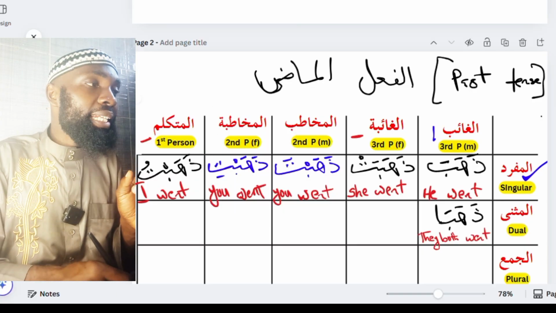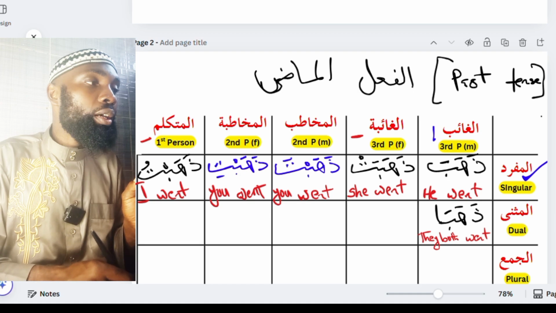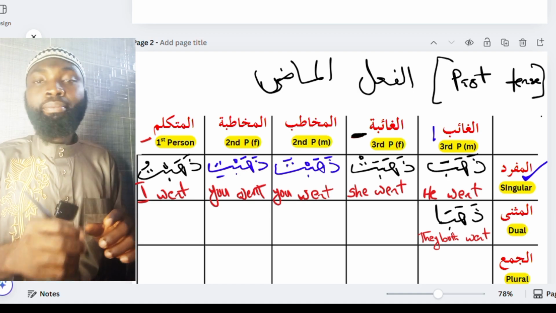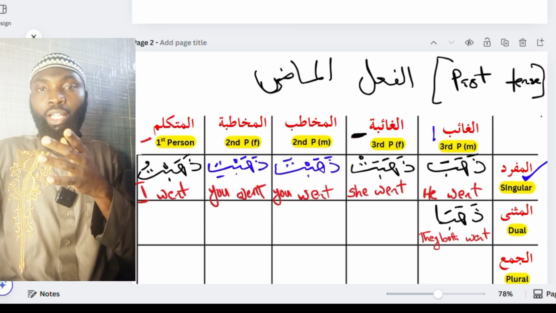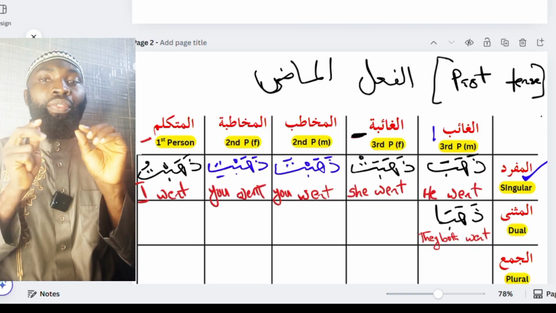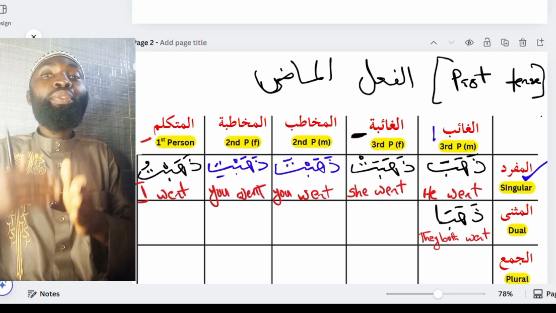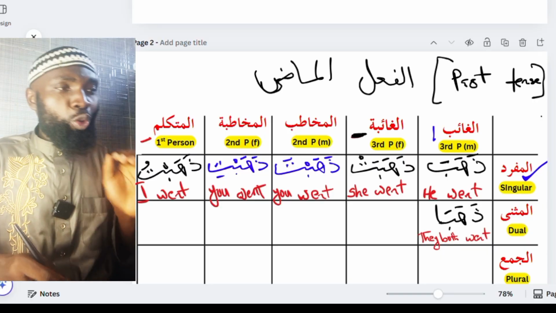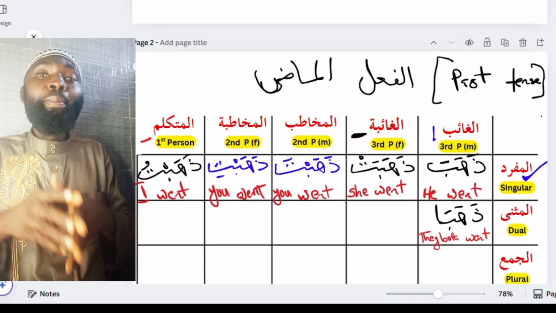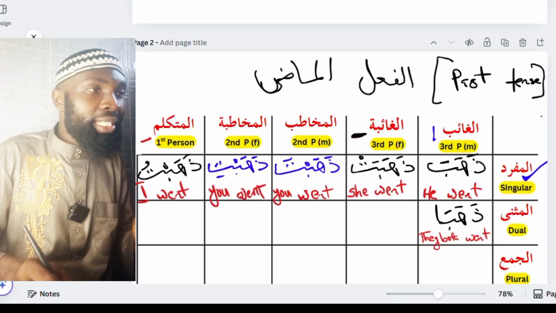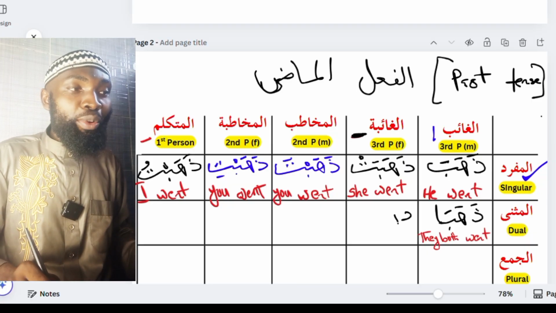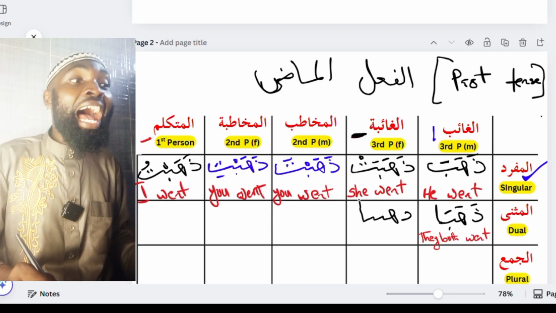We are now on the column of al-ghaiba, which is the third person female. Now these two persons we are talking about, they are females. We want to report that both of them went. They both went. Two of them went. How do we say it? When we have the males, we say dhahaba, both of them went. Now that they are females, we had dhahabat before. This time it will be dhahabata.